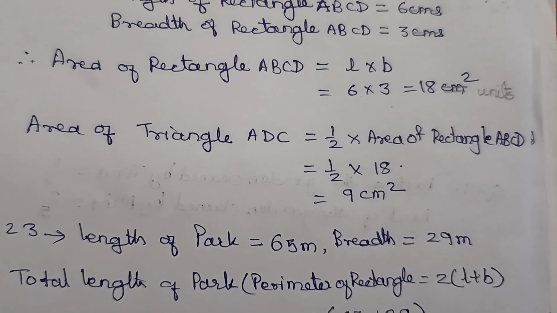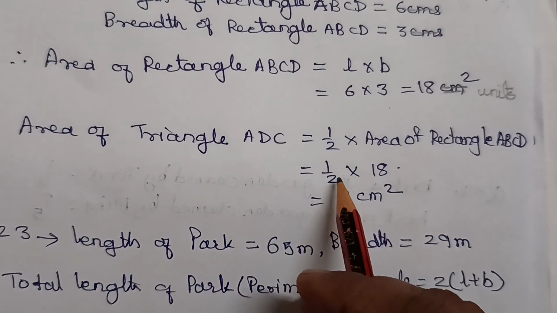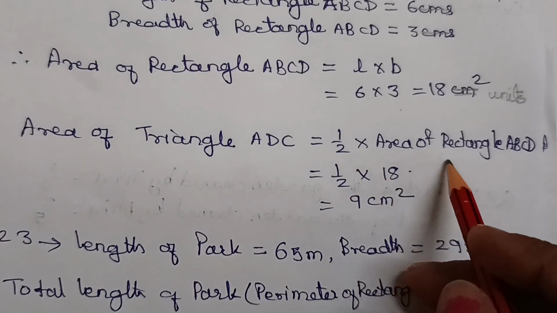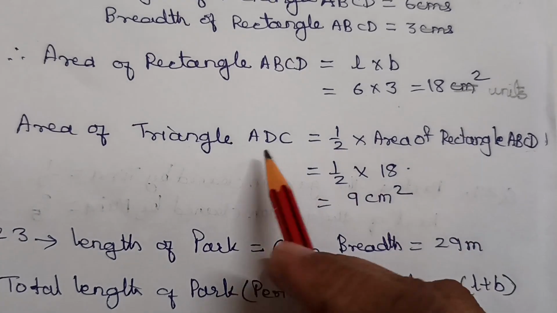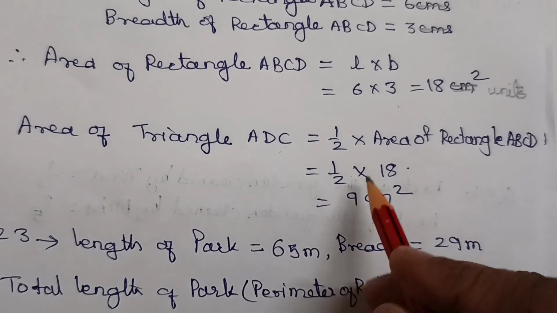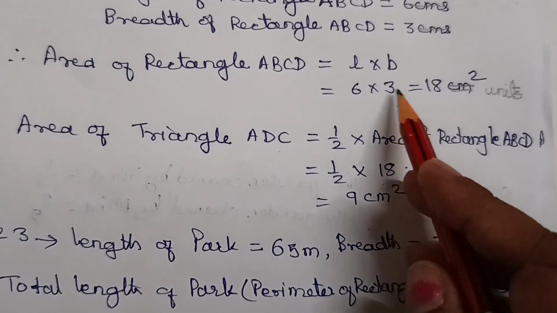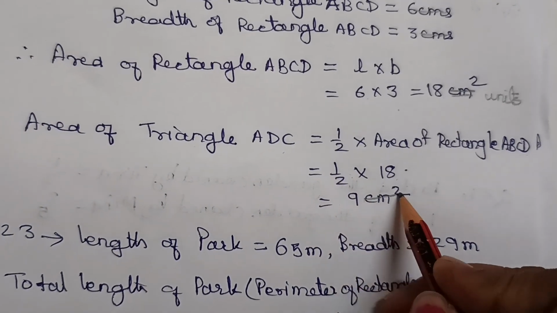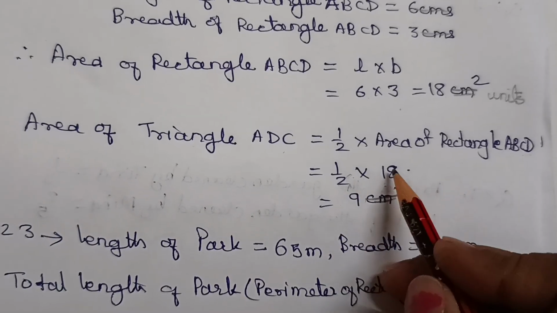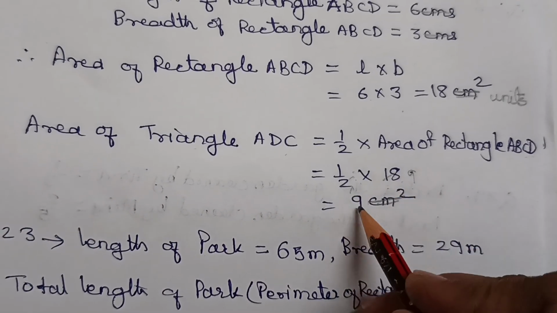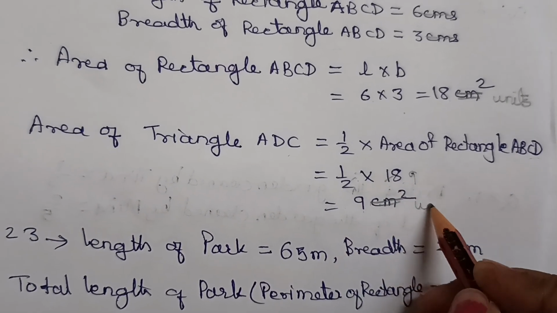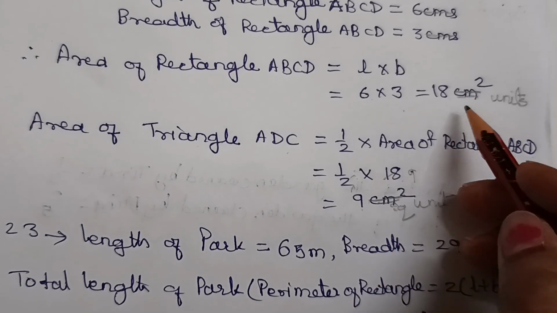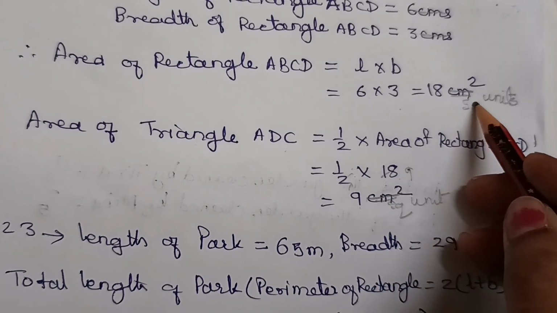Next is the area of triangle ADC. To find the area of the triangle, half into the area of rectangle ABCD will be the area of triangle ADC. Therefore, half into the area we have found, which is 18. So, half into 18 is 9. 2 ones are 2, 2 nines are 18, so 9 into 1 is 9. 9 square unit. And the area of the rectangle is 18 square units.